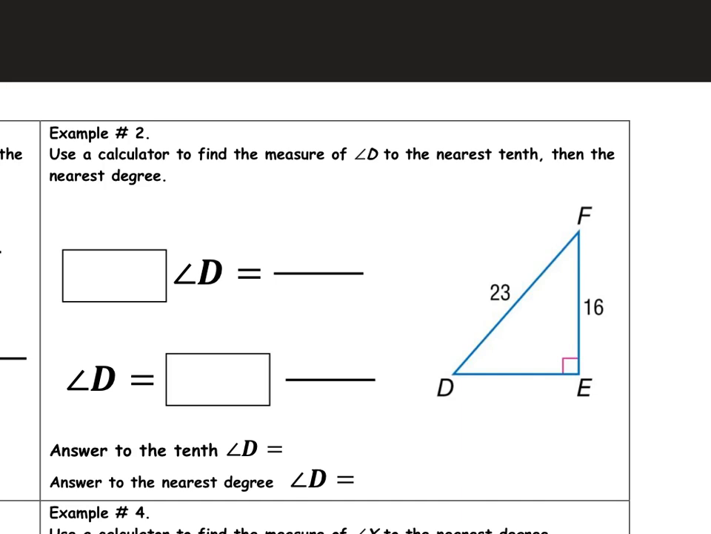Same set of instructions here, but this time I need to find the measure of angle D. Sometimes you'll see they might call that theta right here. That's the Greek letter theta to let you know that that's the angle we're looking at. But I'm being specific. I'm telling you I want to find that angle measure right here. So I look again in terms of angle D.